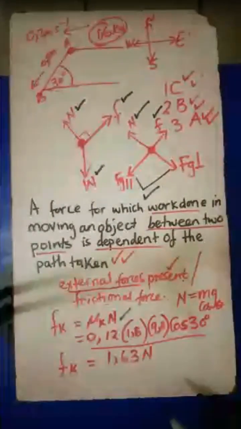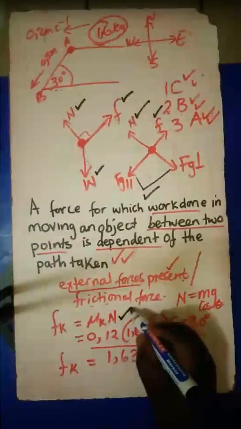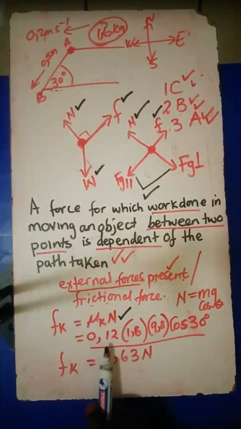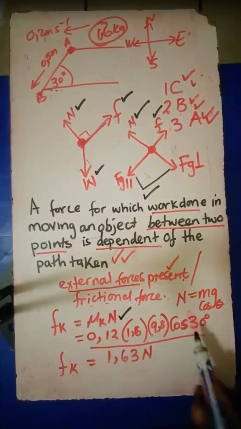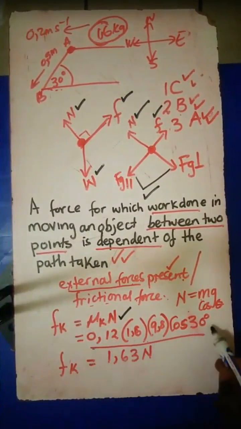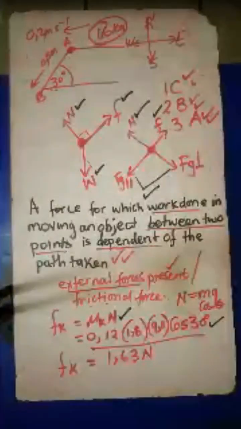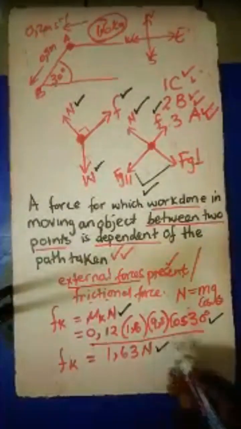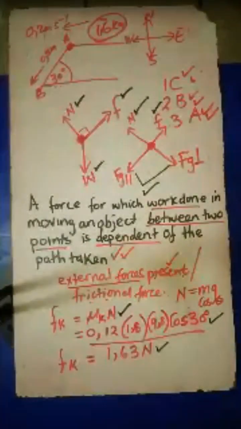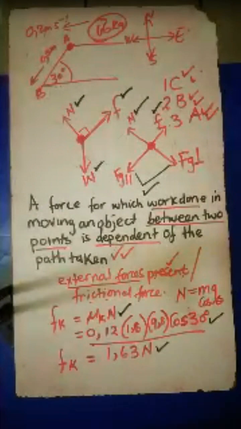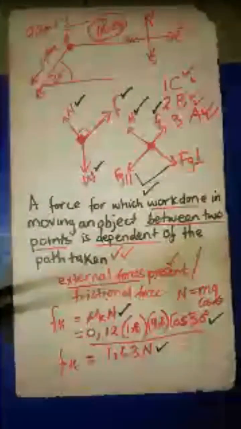1.63. So look at the marking points, colleagues. 1 mark is for the formula. If you just say mu mg, then unfortunately you don't get the next mark. Whatever is underlined until cos 30 gives you 1 mark. So if you miss the mark for number 2, definitely you miss the mark for number 3. So you get 1 out of 3. But if you got everything like there, you get 3 out of 3.